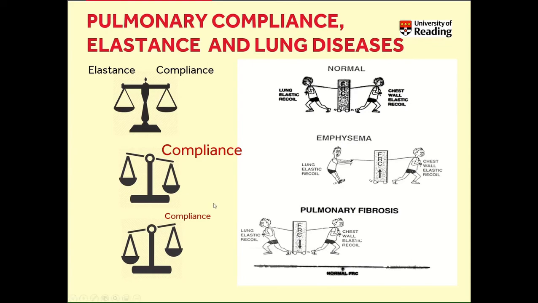On the other end, if you have a reduction in compliance, so you have an increase in elastance, it's going to be more difficult for the lungs to expand, and therefore, again, you will have a disturbance in the equilibrium between the inward recoil of the lung and outward recoil of the chest. It is more difficult for the chest to expand, and it's going to be more difficult for a person to breathe in air.